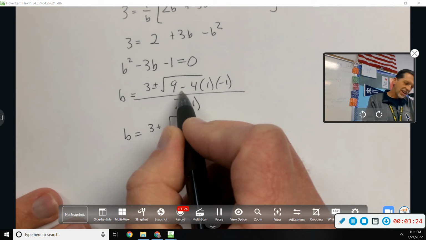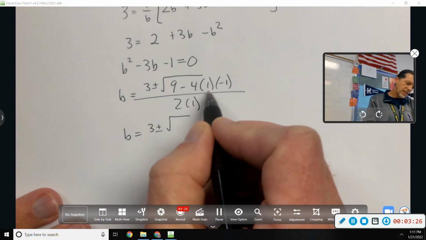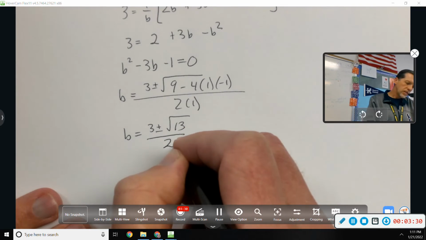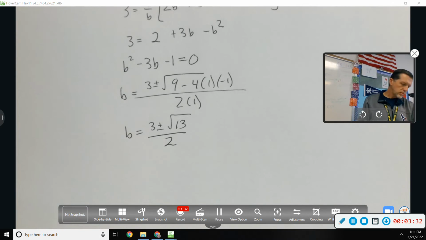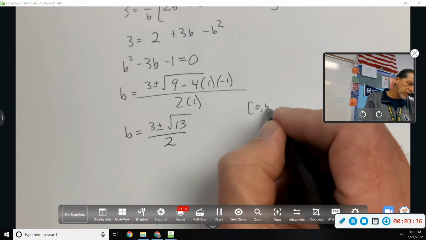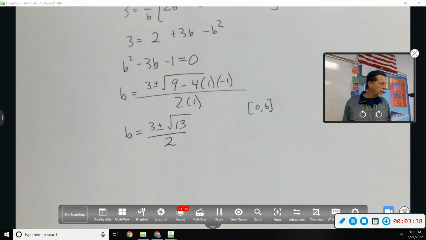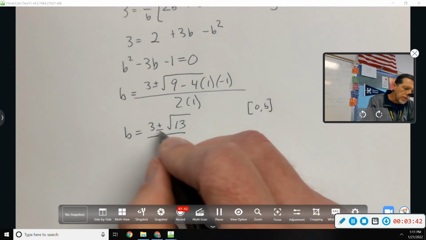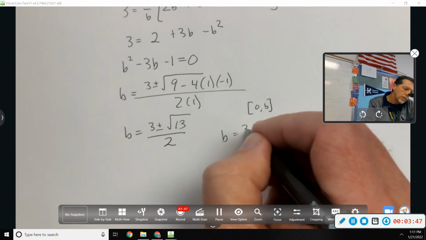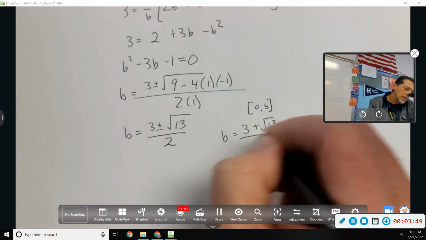Let's see, 9 plus 4 is 13, all over 2. And the original said from 0 to b. That suggests that b has to be bigger than 0. 3 minus root 13 would be negative. So my only answer is going to be 3 plus square root of 13 all over 2.